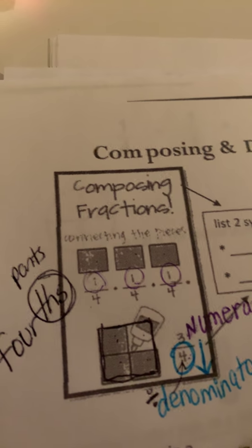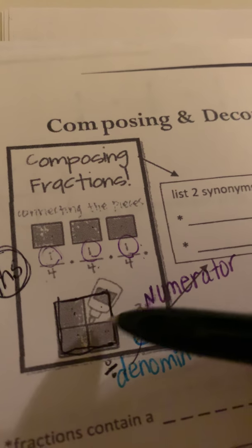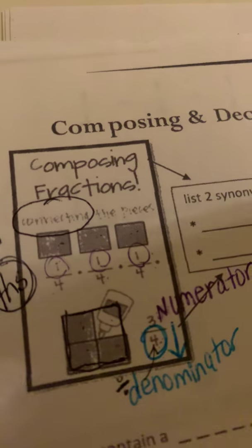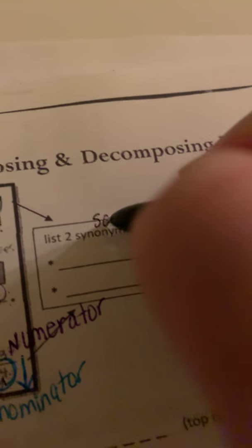So I want y'all to look at what composing is. Say composing again. A fourth plus a fourth plus a fourth composes into 3/4. What could you say that this is? I mean, they say connecting. Piece plus piece plus piece. Lots of pieces, right? Let's do 2 synonyms. Synonyms mean, yes, the same thing.